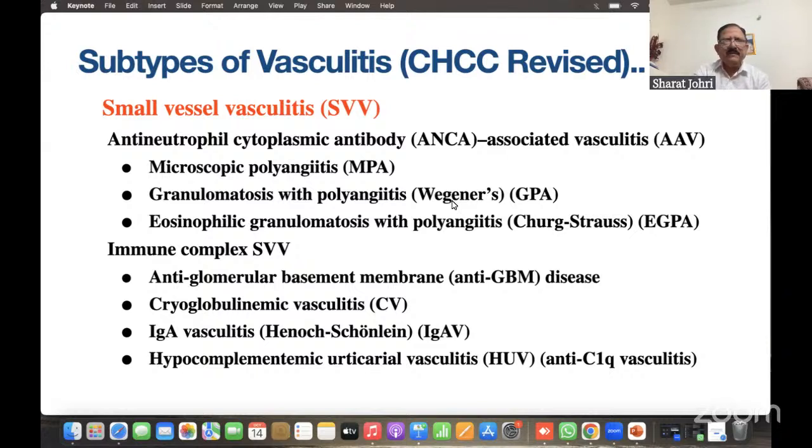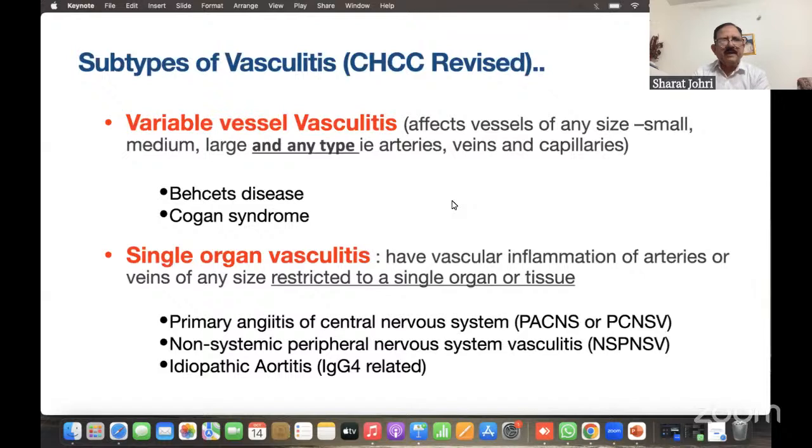All of them do not affect the brain, but many of them do affect the brain also. Variable vessel vasculitis affects any type of vessels, medium, small, or large, and any type of vessel, that means including arteries, veins, and capillaries also. They are seen in Behçet's disease and Cogan syndrome.